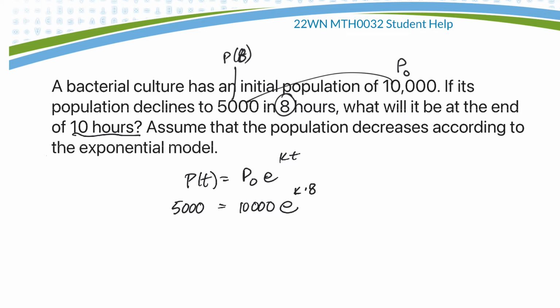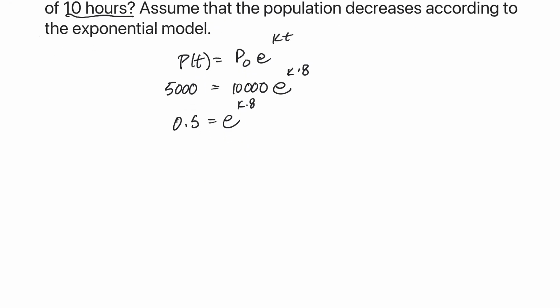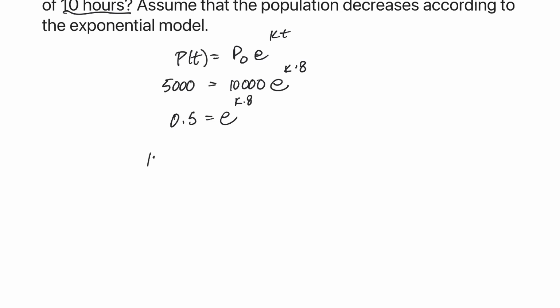Divide both sides by 10,000, so you get 0.5 equals e to the k times 8. Same game as before, change it to log form. So log base e of 0.5 is equal to k times 8. Ln of 0.5 divided by 8 should give me what k is. Okay, let me get decimals out again.